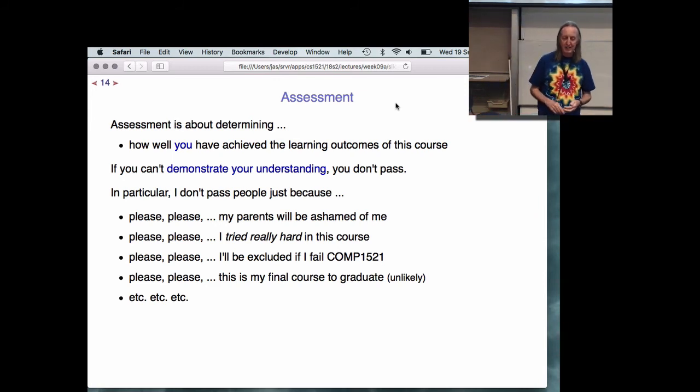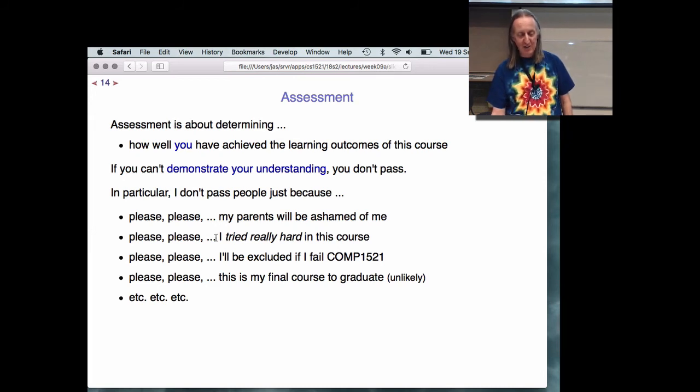It's simple. And I've heard all of these reasons in the past. Oh, please, I can't fail. My parents will be ashamed. Please, I tried really hard. Yeah, that's nice. Trying really hard isn't the same as demonstrating understanding. Okay, so what we're assessing is that you understand the stuff, not that you tried to understand it.